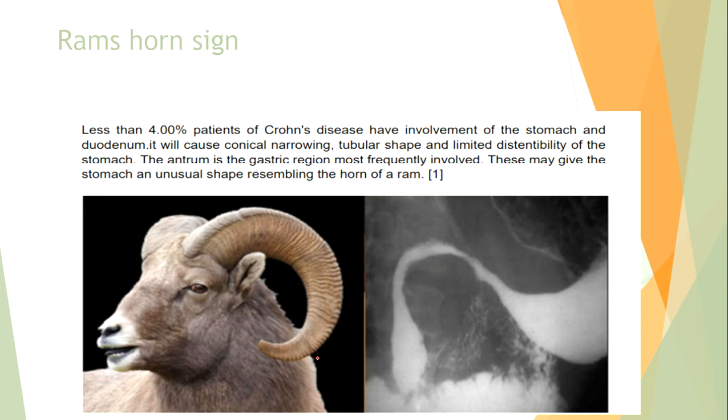Less than 4% of patients with Crohn's disease have involvement of the stomach and duodenum. It will cause conical narrowing, tubular shape, and limited distensibility of the stomach. The antrum is the gastric region most frequently involved. This may give the stomach an unusual shape resembling the horn of a ram. But you must understand, this is not always a picture of a disease, because sometimes you can see a wave of peristalsis, so it can be normal. You must re-examine this patient if you see this picture.